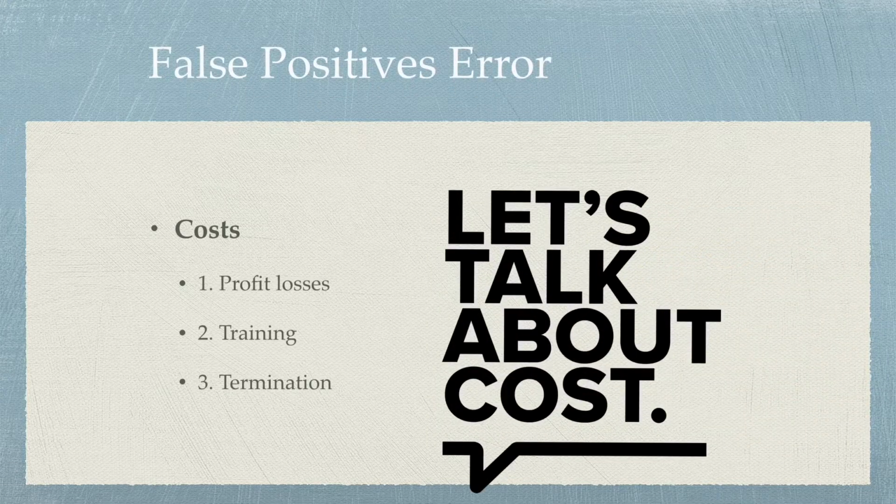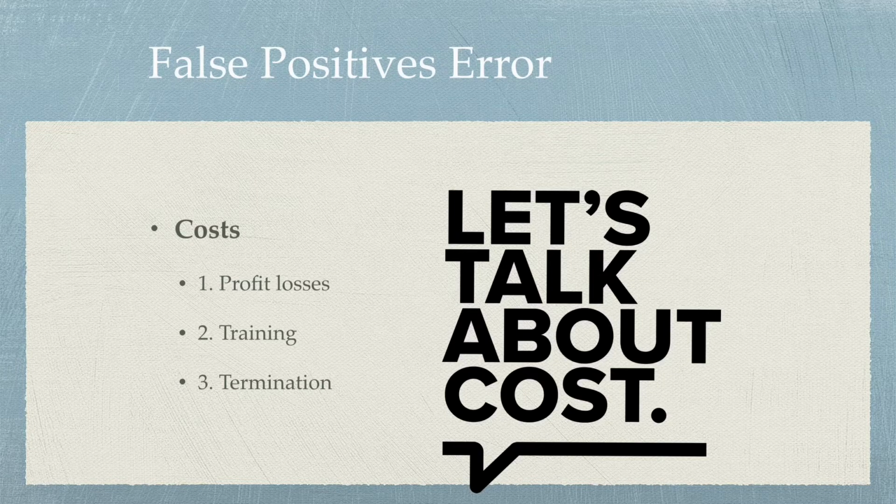Okay, so let's talk about costs. According to Stone's research, an organization that makes a false positive error incurs three types of costs. The first type of cost is those incurred while the person is employed. This can be the result of production or profit losses, damaged public relations or company reputation. It can be accidents due to ineptitude or negligence. It can also be absenteeism, and so on and so forth.